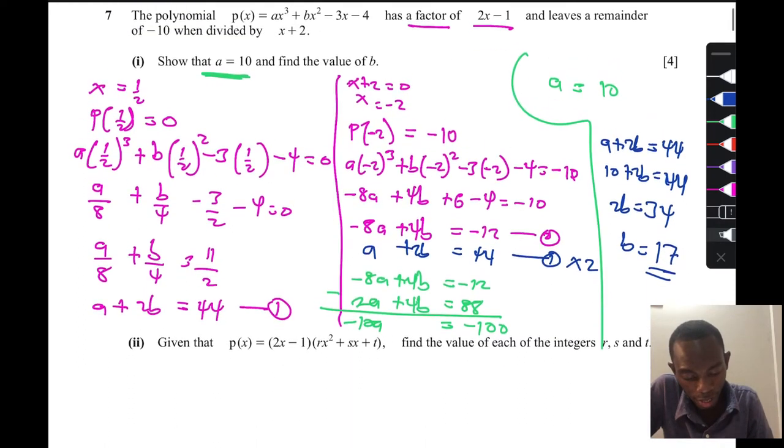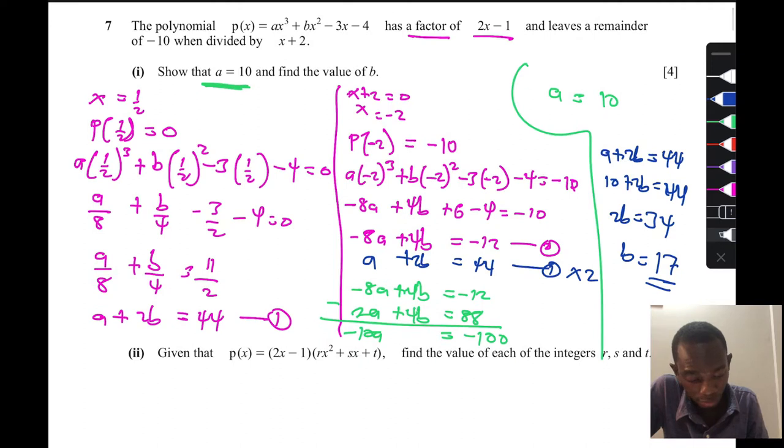Therefore our polynomial itself, just put the values of a and b into there so that you complete it beautifully. Now it says that given that p of x is equal to 2x minus 1 into brackets, and then we have rx squared plus sx plus t, we should find the value of r, s, and t.